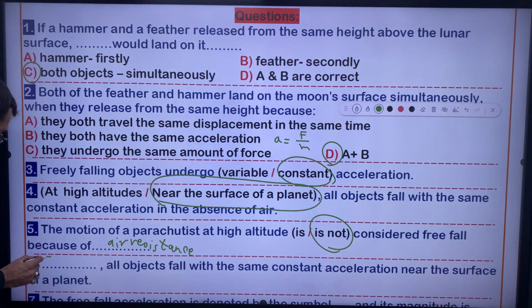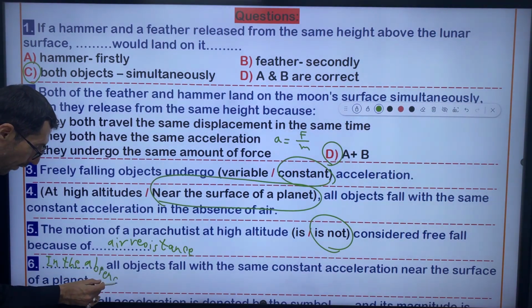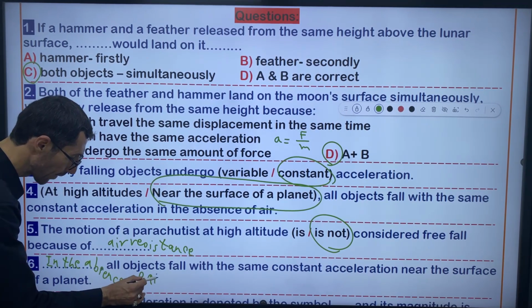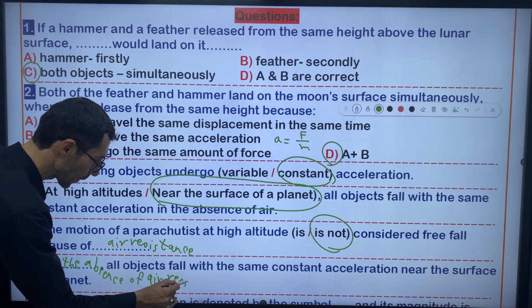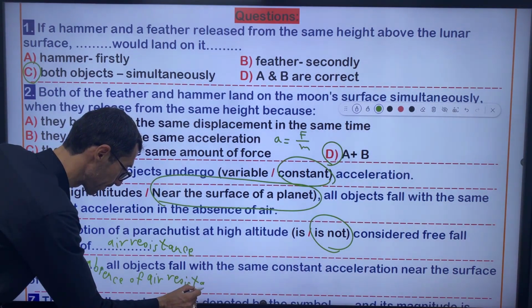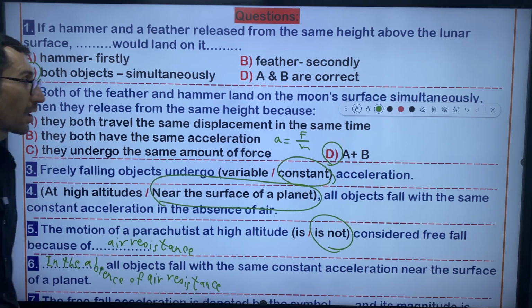I can say in the absence of friction, in the absence of air resistance, excuse me. Air resistance belongs to friction, but you have to mention the exact expression. You have to fill the gaps with this expression: in the absence of air resistance. Right. Let's move on to question number 7.